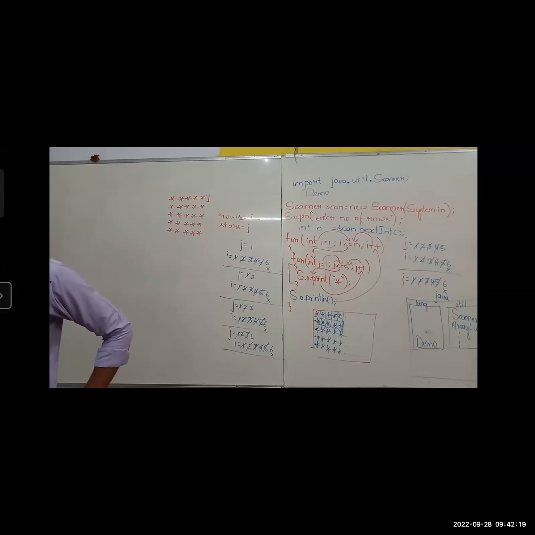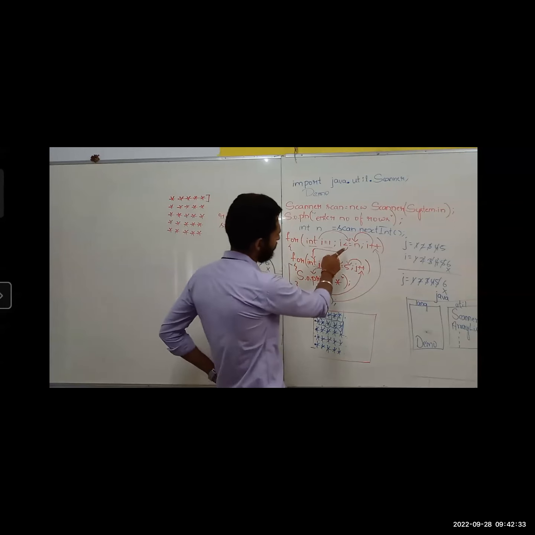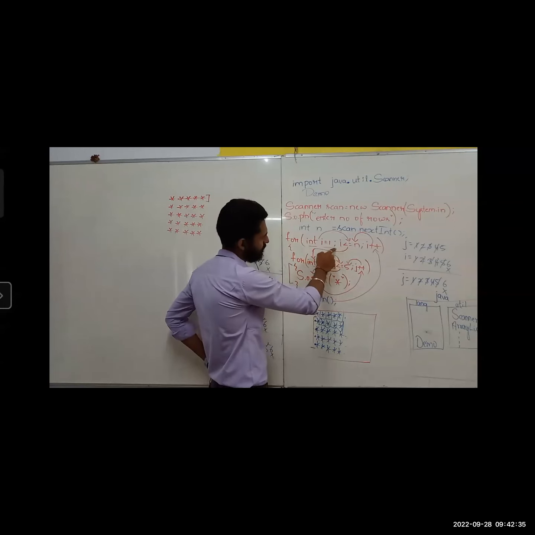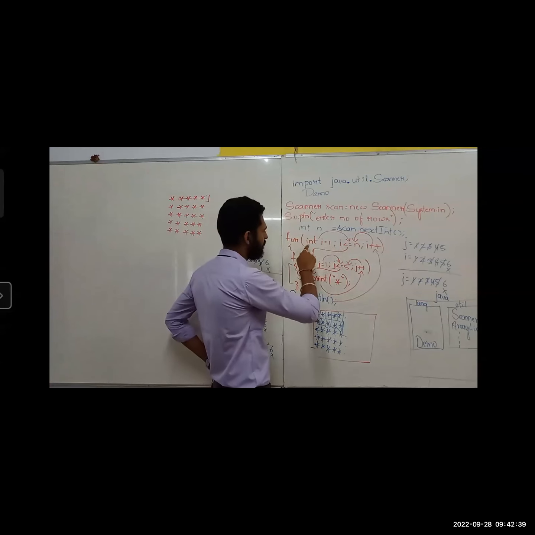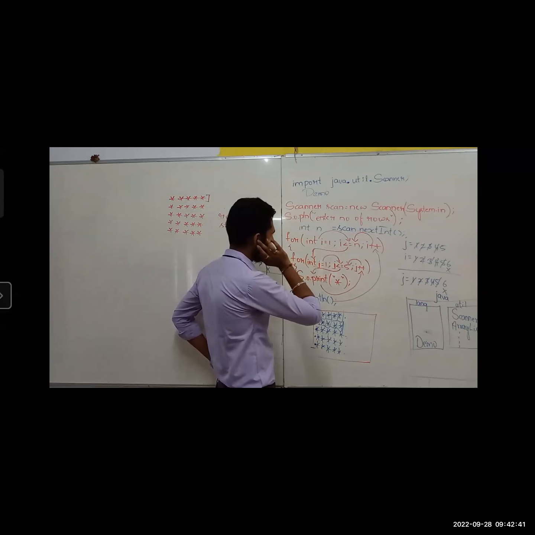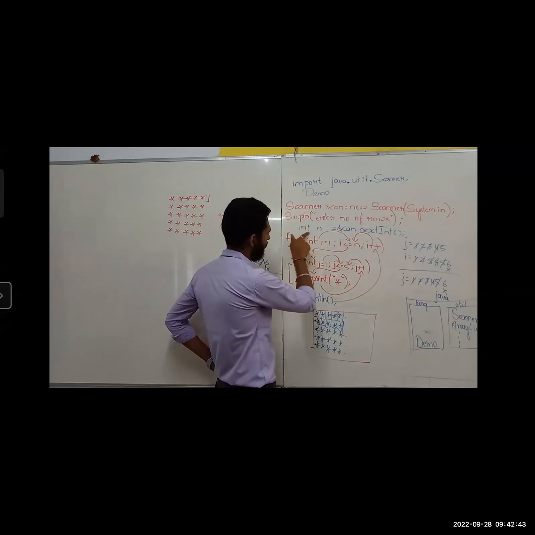Sir, can I ask you something? Please. Sir, just go to the outer for loop statement. I have a doubt there. On that line, we declared i as integer type, but we didn't declare what type n is. Is that allowed? No. Oh, okay.